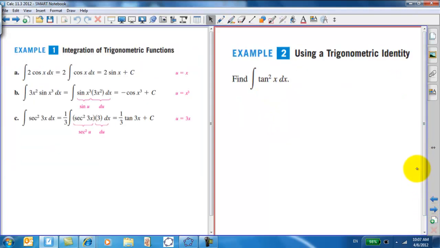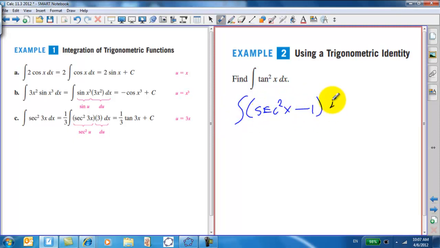Okay, now what are we going to do with this one, tan squared? Well, this is where you use a trig identity to simplify it so you can do some of the things that we've got available. Tan squared is equal to secant squared x minus 1. That's one of the Pythagorean trig identities.